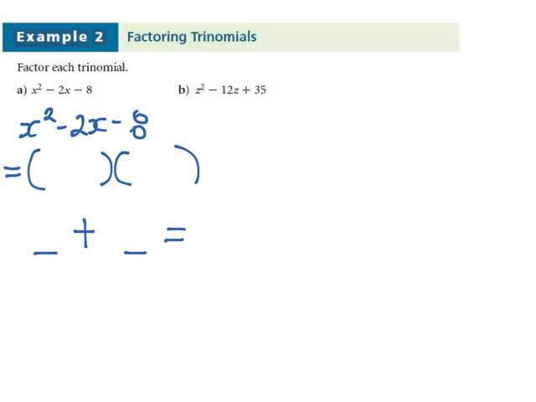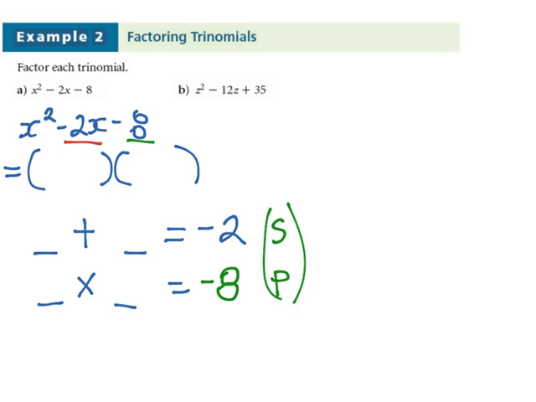We're going to ask what two values add to the middle term, which is negative 2, and we're going to forget about the x, so it's negative 2, and what two values multiply to negative 8. This is called the sum and product, or SP or PS, P and S.